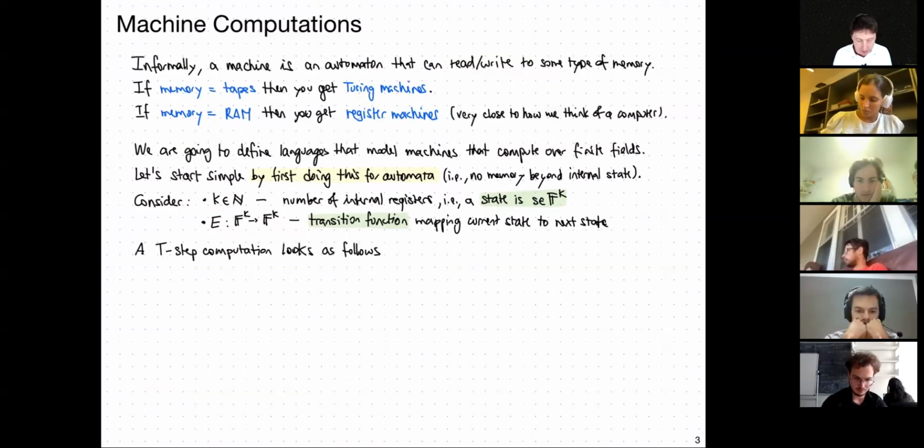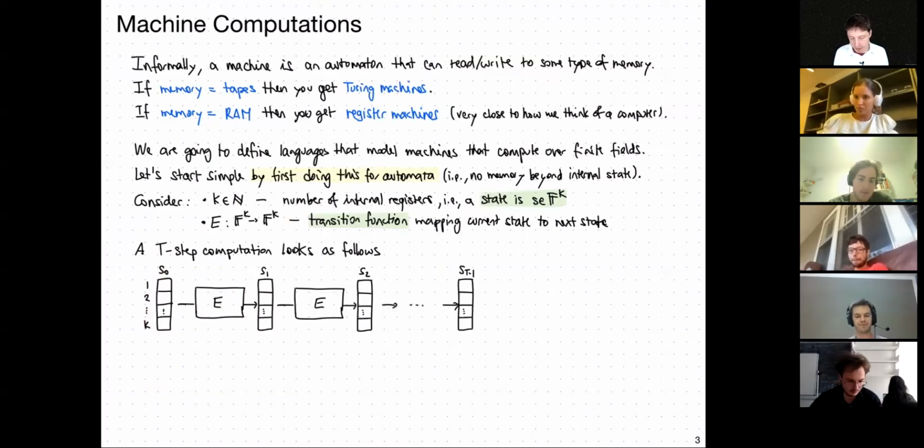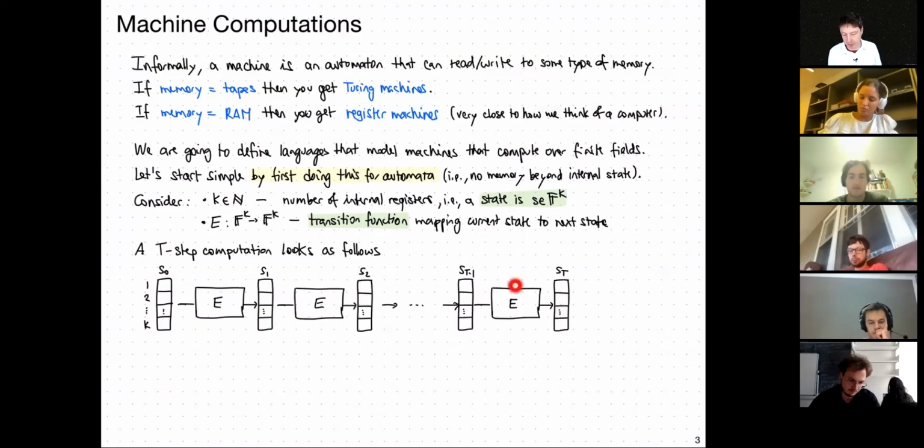Right? So a t-step computation looks as follows. You have some initial state, maybe all zeros or all ones or all fives, some standard initial state. And you apply the evaluation function, and the computation evolves time step after time step until you have done, say, t transitions. Here they are: first transition, second transition, and so on, until t transitions.